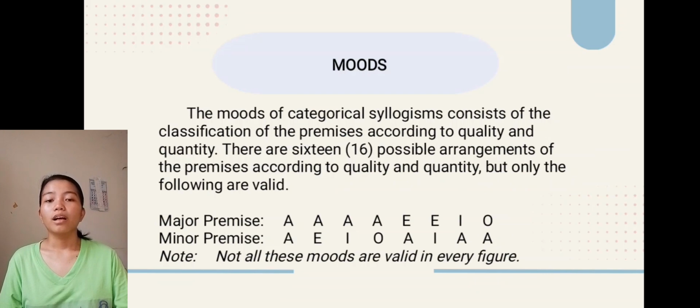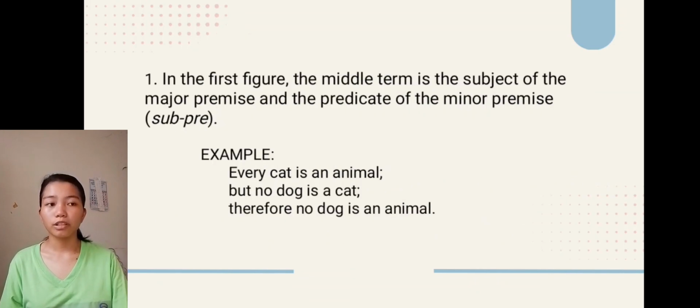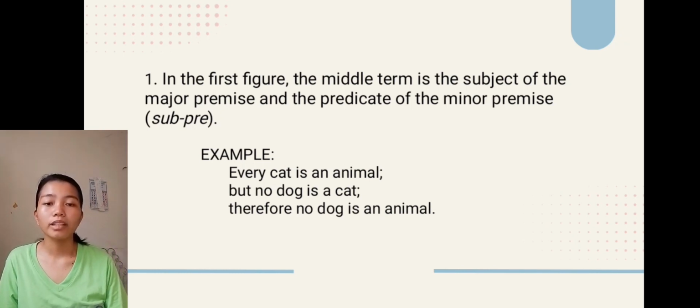In the first figure, the middle term is the subject of the major premise and the predicate of the minor premise. Subject and predicate. In the moods of the first figure, the major premise is A or E. In the minor premise, the moods are A and I. The conclusion is A, I, E, and O. So the four types of moods are present in the conclusion of the first figure.